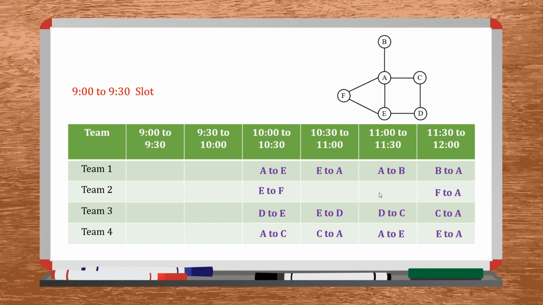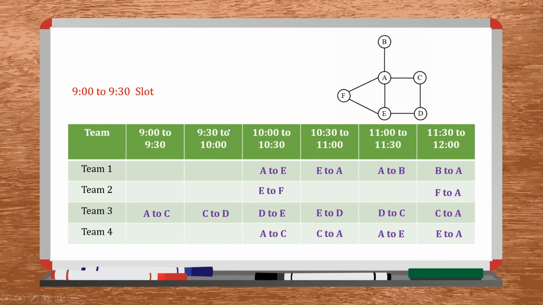Now I'm considering the 9 to 9:30 slot. In the 9 to 9:30 slot, we know that every team is starting from A, and there are only 4 possible options we can go from A to: C, D, F, and E. So let's consider first team 3. It needs to reach D by 10. If it needs to reach D by 10, it cannot go through A to E. Hence, it will have to go from A to C and C to D. So let's put that information.